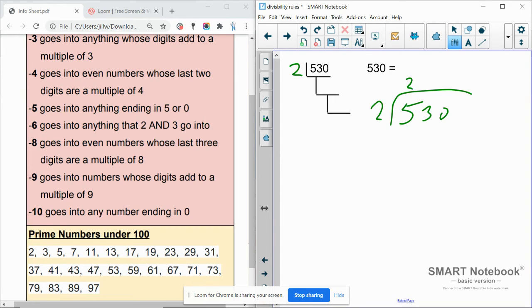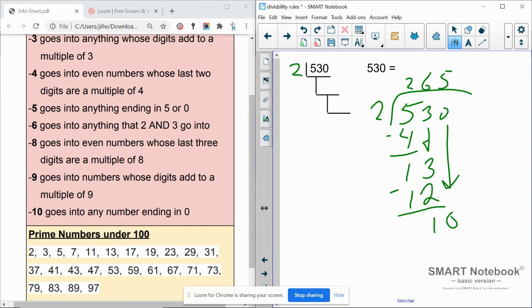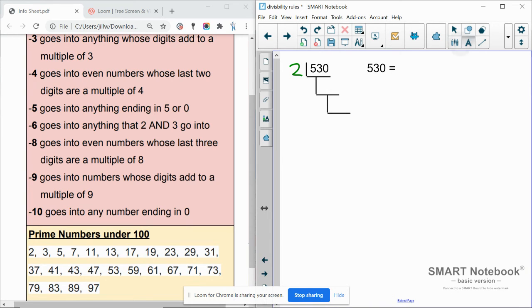2 fits into 5 twice, which is 4. I get a 1 when I subtract. I drop down my 3. 2 fits into 13 6 times because 6 2s are 12. Subtract, I get 1, drop down the 0. 2 fits into 10 5 times, and that is 10. I have no remainder, so that's me going into the number evenly 265 times. So remember that 265 that we just got goes right here, 265. So now I look at 265.